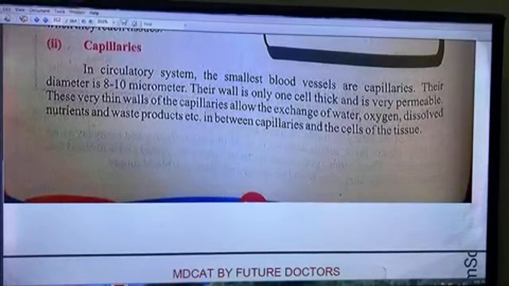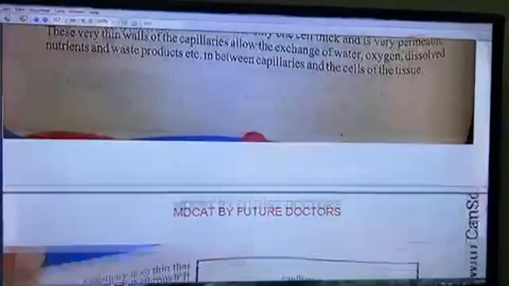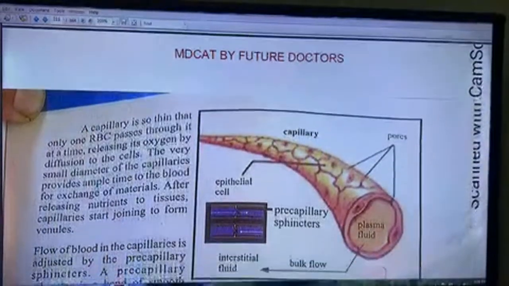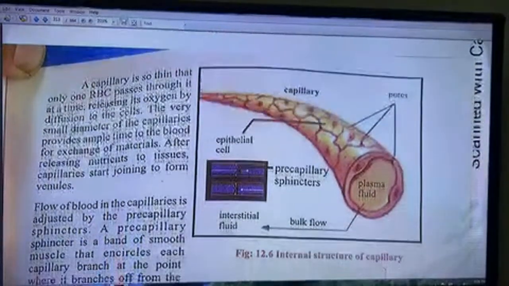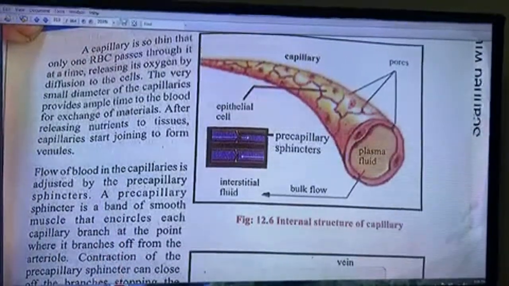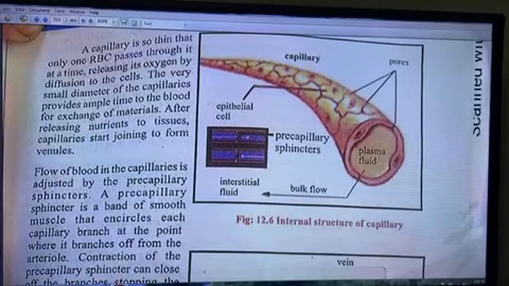In between capillaries and the cells of the tissues, a capillary is so thin that only one RBC passes through it at a time, releasing its oxygen by diffusion to the cells. The very small diameter of the capillaries provides sufficient time for blood to exchange materials. After releasing nutrients to tissues, capillaries start joining to form venules.